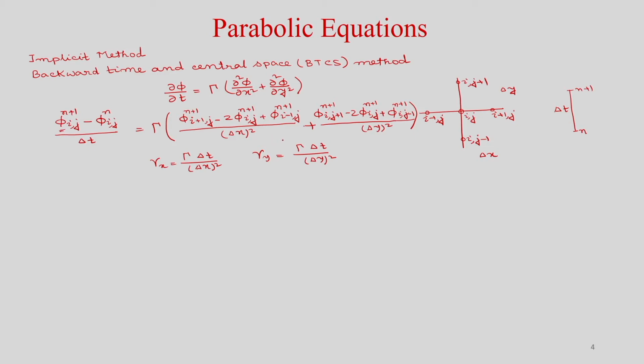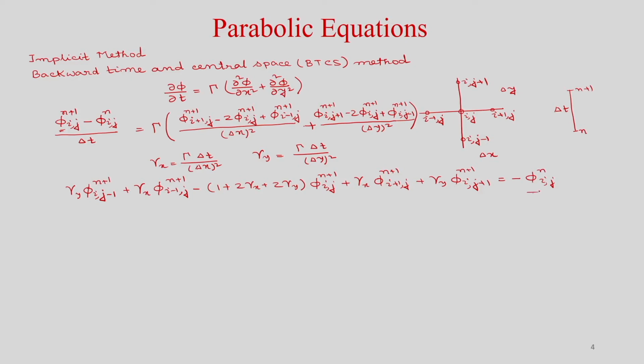in the right hand side, and if you write it then you will get gamma y phi i j minus 1 n plus 1 plus gamma x phi i minus 1 j n plus 1 minus 1 plus 2 gamma x plus 2 gamma y, sorry this is not t, this is your phi. Okay. And phi i j n plus 1 then plus gamma x phi i plus 1 j n plus 1 plus gamma y phi i j plus 1 n plus 1 is equal to minus phi i j n.